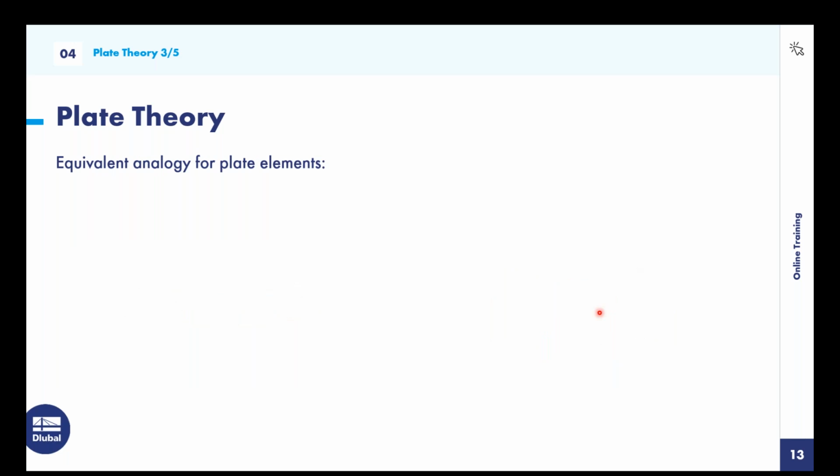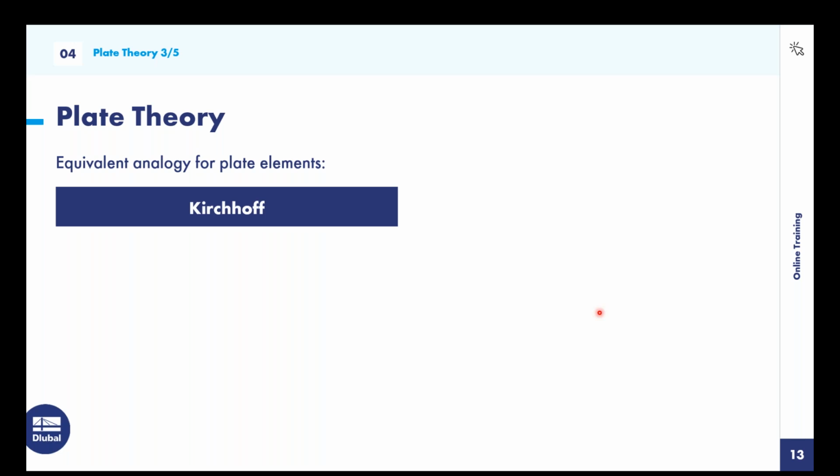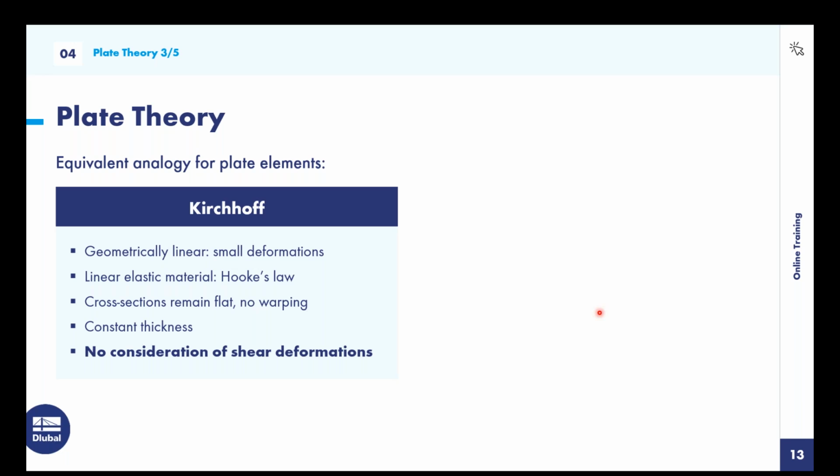Now, how do these compare to the equivalents of the two plate theories for plate elements? Bernoulli's can be comparable to the Kirchhoff plate theory. The assumptions for the Kirchhoff plate theory are that we're going to be using a geometrically linear analysis, so small deformations. We're going to be using a linear elastic material based on Hooke's law. The cross-section remains flat, there's no warping, there's constant thickness, and there is no consideration of shear deformations.